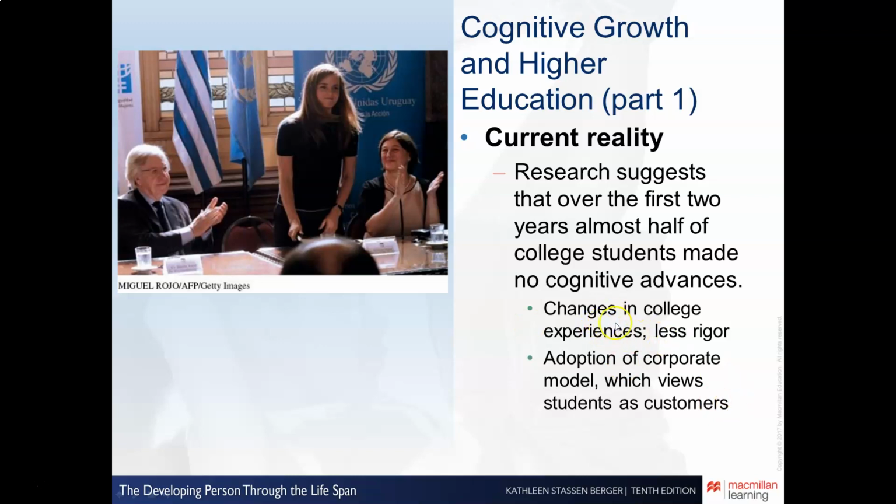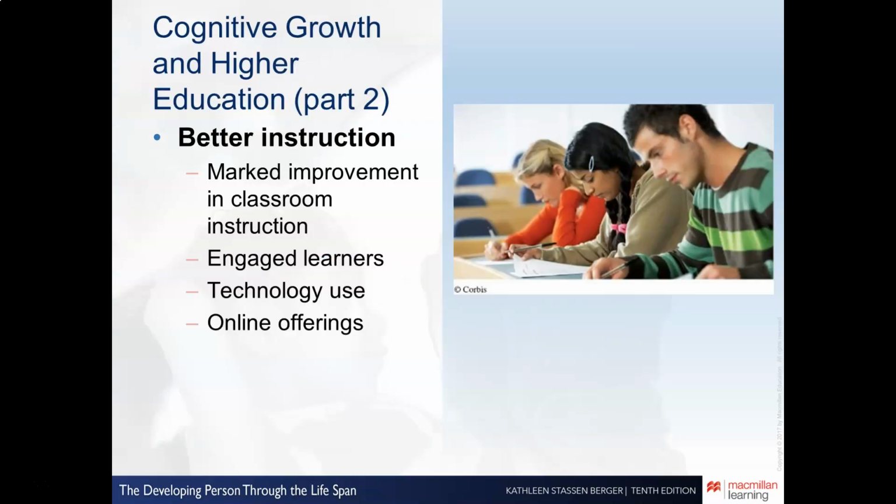They've mentioned a couple of things, like college has changed. It might be a little less rigorous than it was, say, 40 or 50 years ago. Also, college has tended to adopt more of a corporate model, which views students as customers. So in your experience as students, do you feel that is true? That might be worth discussing in our discussion posts.